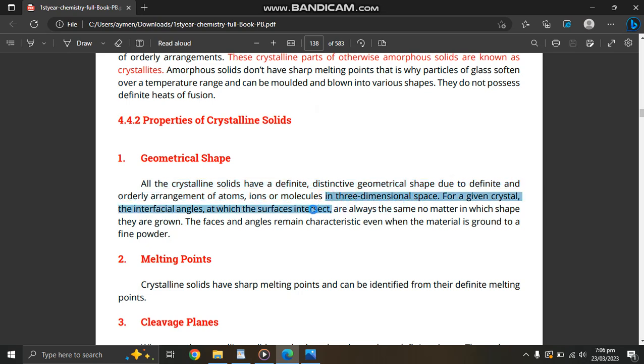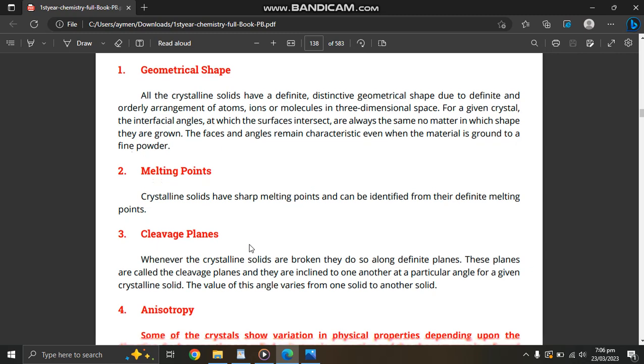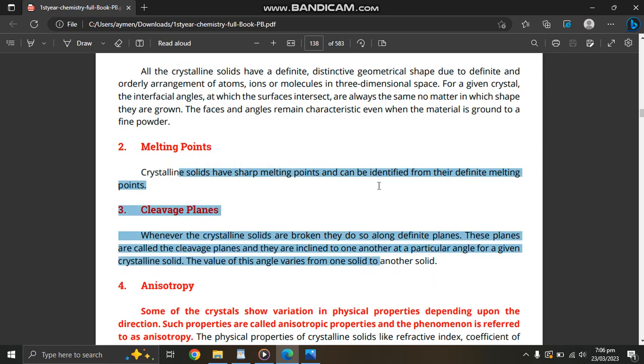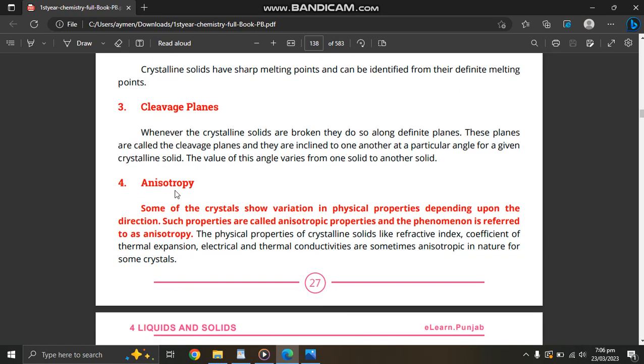For a given crystal, the interfacial angles at which the surfaces intersect are always the same, no matter in which shape they are grown. The faces and the angles remain characteristic even when the material is ground to fine powder. Melting point: crystalline solids have sharp melting points and can be identified from their definite melting points.